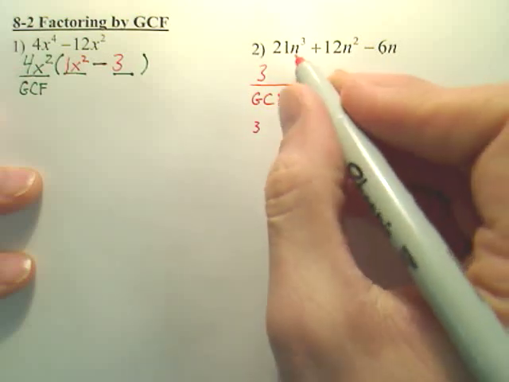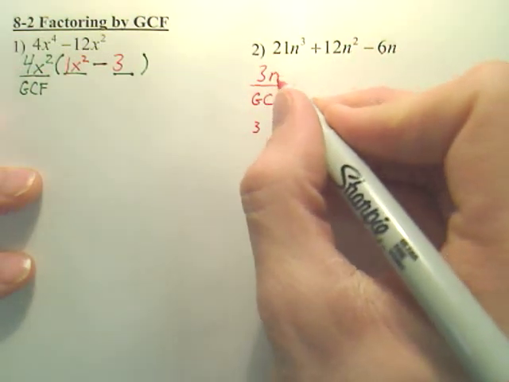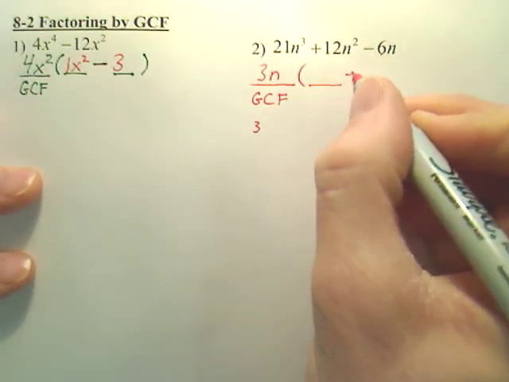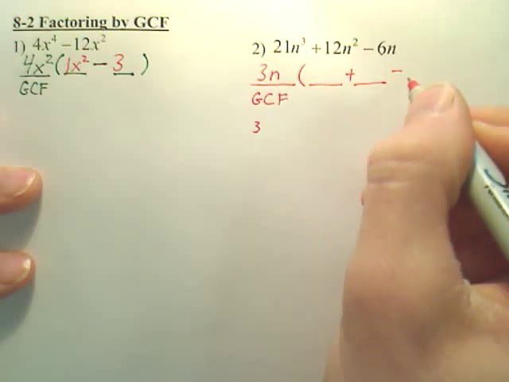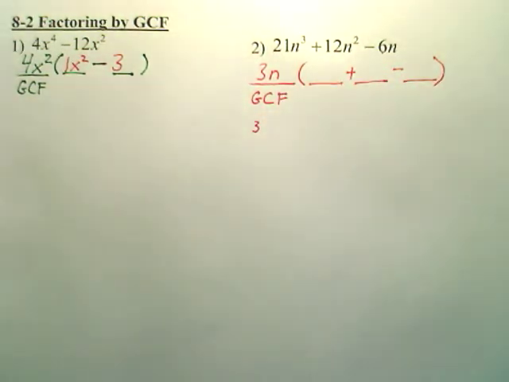Okay, now look at all the n's. The lowest power on n is just n. That's your GCF. Now we're going to find out when you pull out 3n, what is left over.